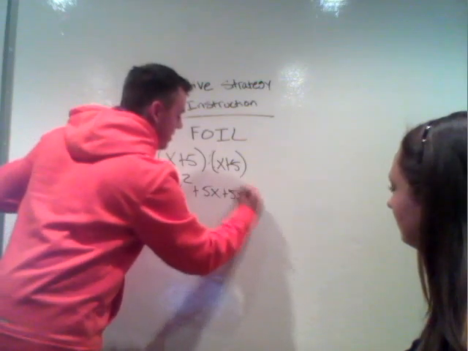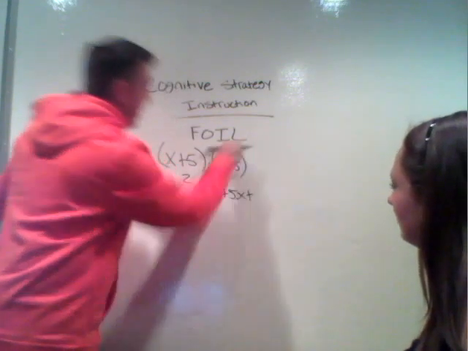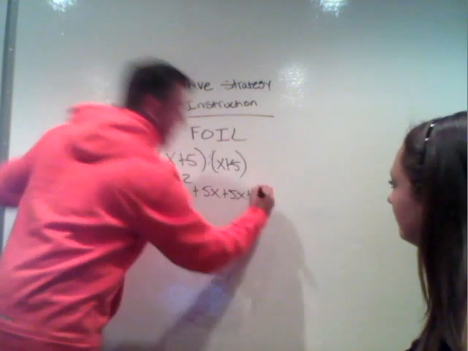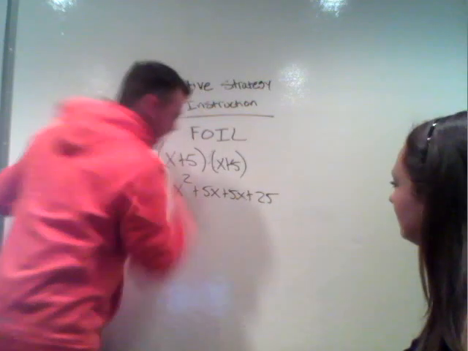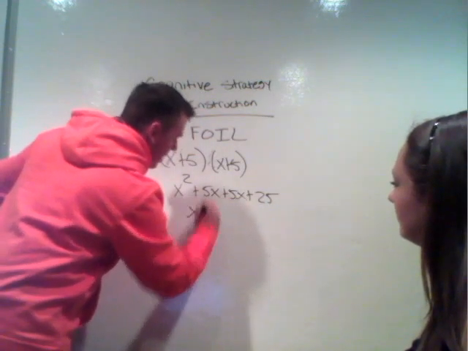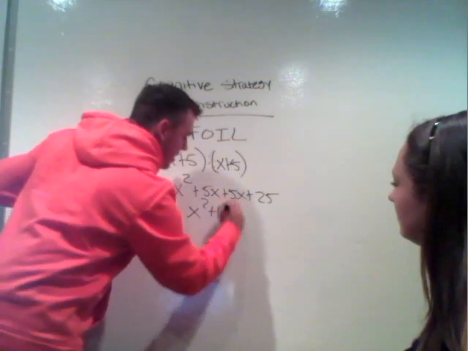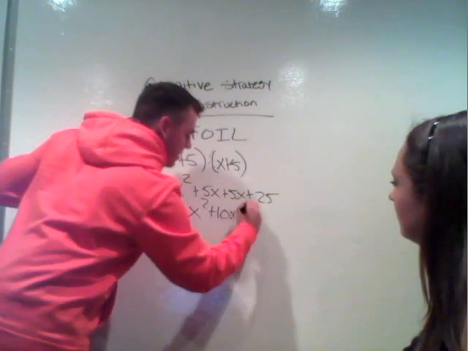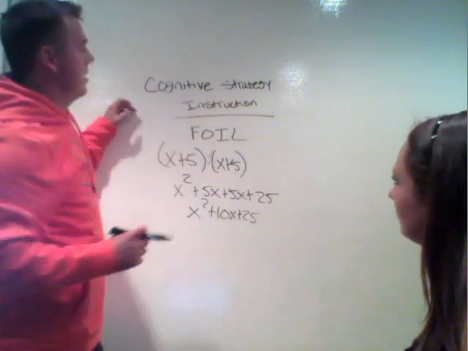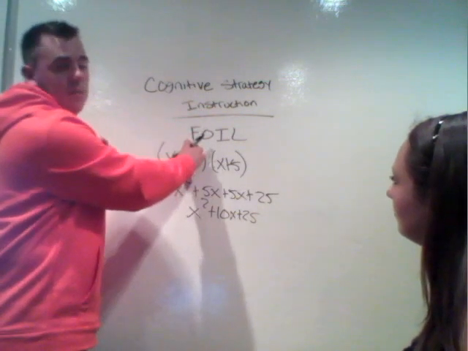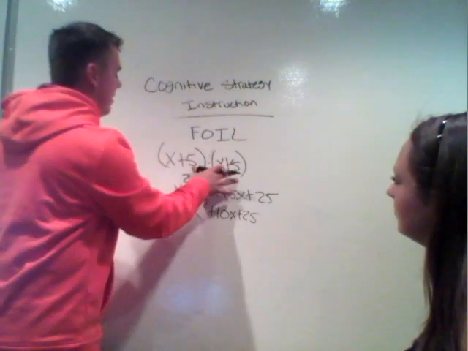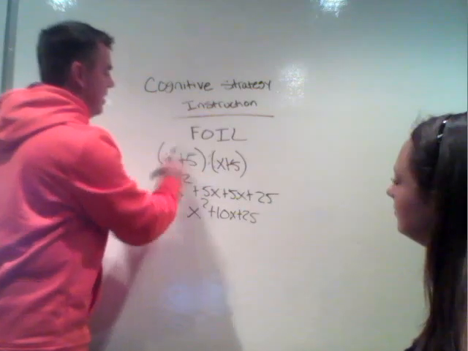So you have 5x. Plus L stands for last. 5 times 5, 25. Add our two 5x's. So we have x squared plus 10x plus 25 is our answer. And the strategy is just using the acronym of FOIL to know that you go first, outsides, insides, and then the last one.